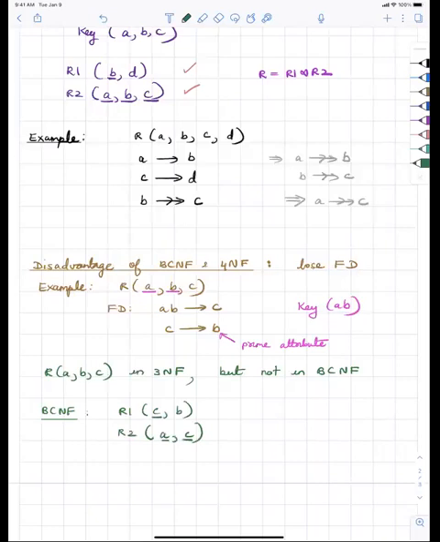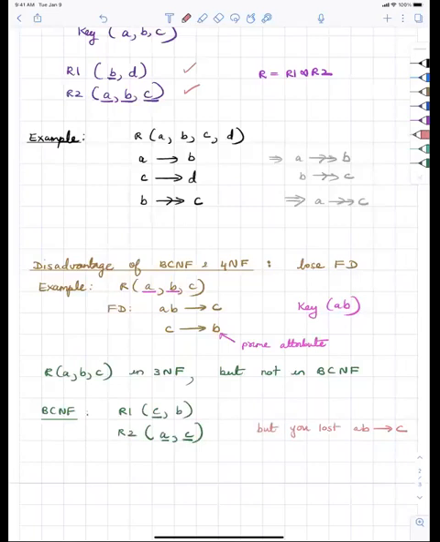But the problem is you lost that AB goes to C. So that's the reason that sometimes, when you design databases, you may choose to leave a table in third normal form. But like I mentioned, always at the very minimum, bring it to third normal form. Do not leave it in second normal form.